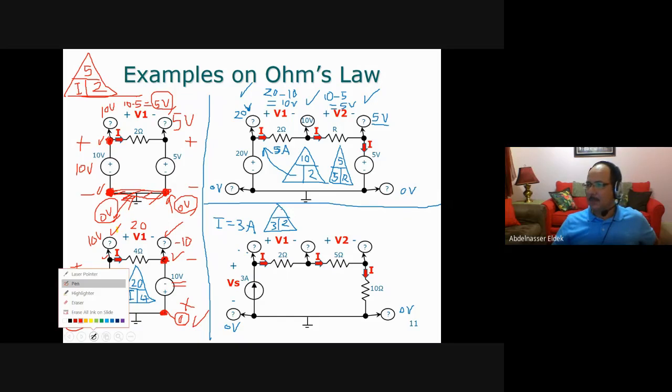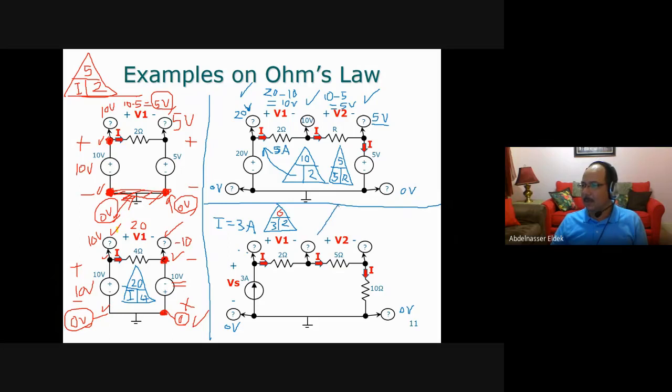The voltage is 6 volt. Let me write it here in red. Okay. And let's change back to blue. Now, what about V2? So we can do the same.